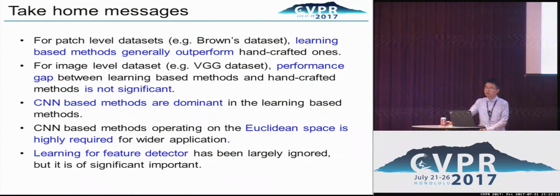The second point is that the CNN-based method has dominated the learning-based ones due to the large learning ability of CNNs. And now, the trend is to learn a patch descriptor directly in the Euclidean space for its wider applications. Finally, as a starting point of image matching, the feature detector plays a very important role. However, its learning problem has been largely ignored. How to learn a good detector with high repeatability and distinctness should receive more attention in the future.